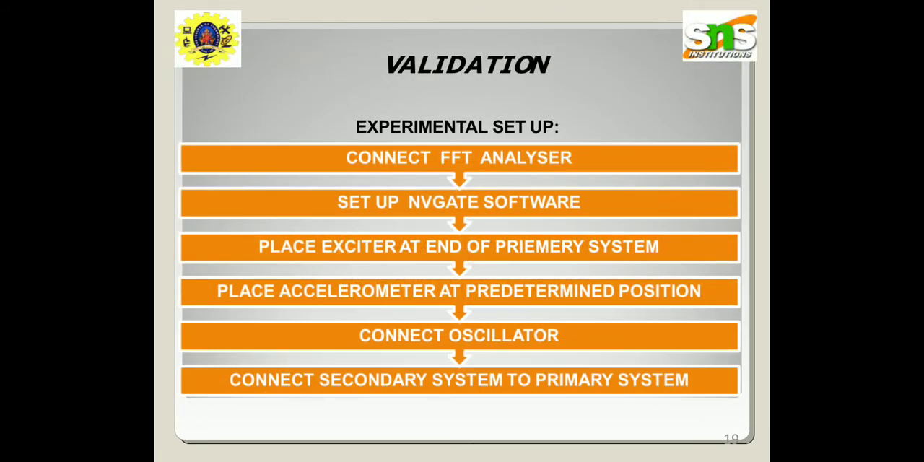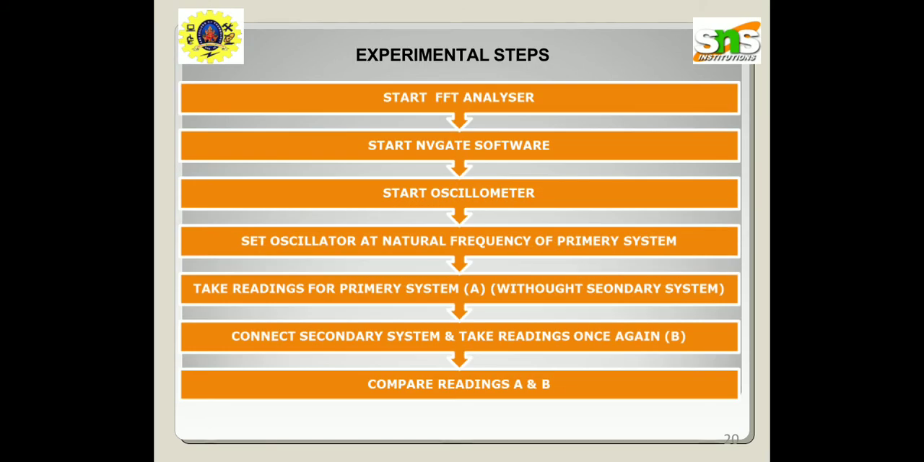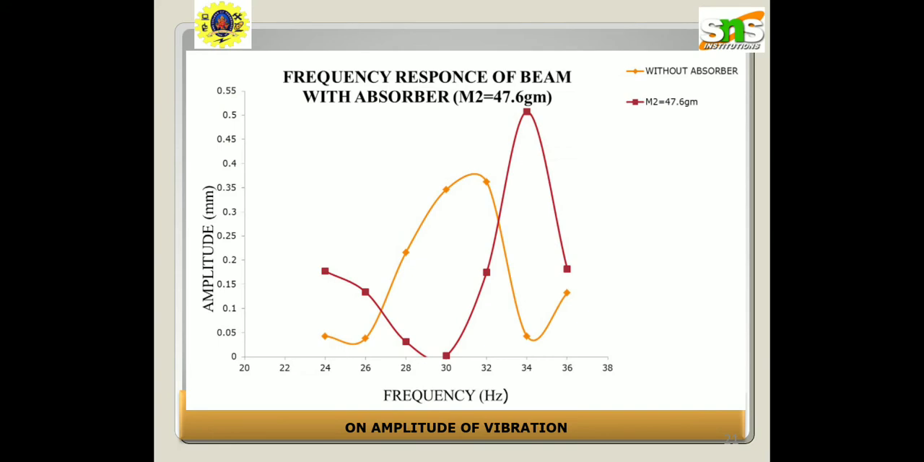Here is the validation on the experimental setup. Connect the FFT analyzer setup, start the software, place the exciter at the end of the primary system, place the accelerometer at a predetermined position, connect the oscillator, and connect the secondary system to the primary system. Start the FFT analyzer, and finally start the oscillator. Set the oscillator at the natural frequency of the primary system. Take readings for the primary system without the secondary system, then connect the secondary system and take readings once again. Compare readings A, B, C. These are the graphs.